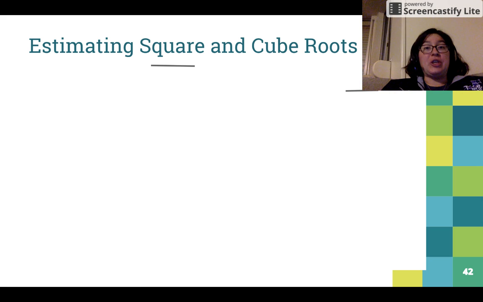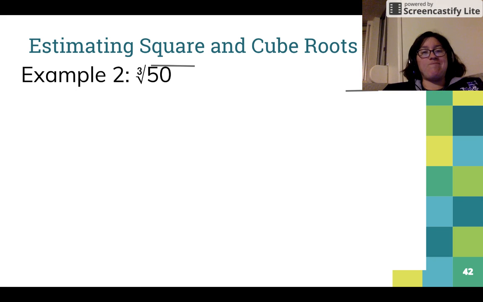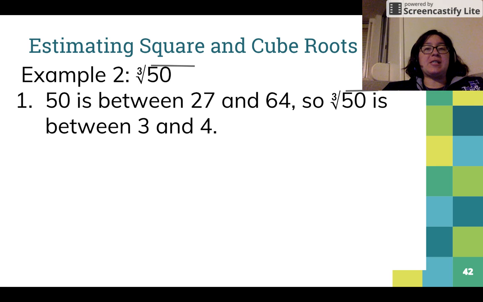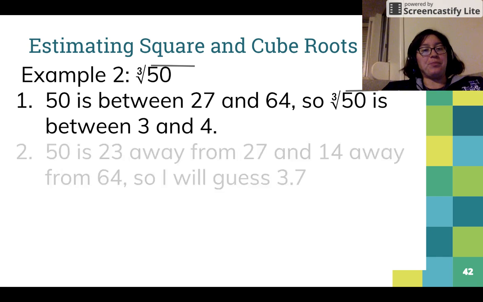Okay, now let's try cube. What about the cube root of 50? What perfect cubes is 50 between? Well, 3 times 3 times 3, or 3 cubed, is 27. And 4 times 4 times 4, or 4 cubed, is 64. And 50 fits in the middle.